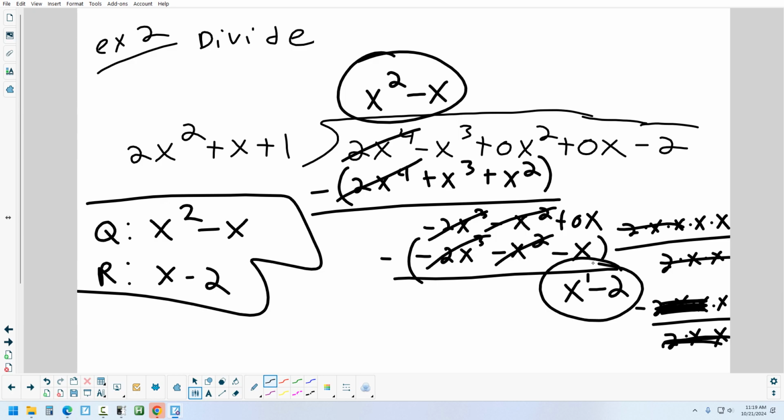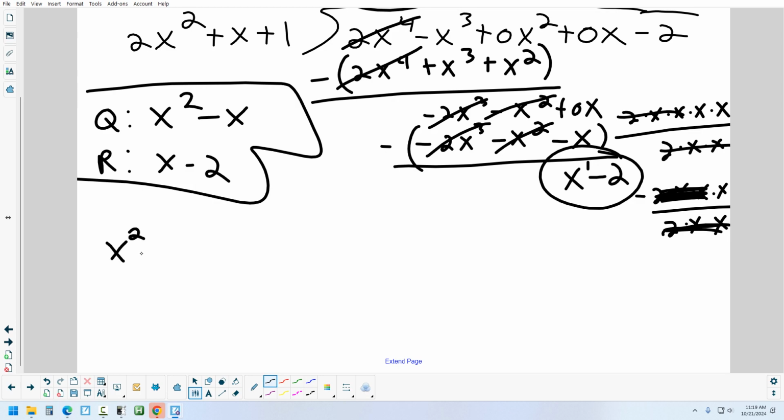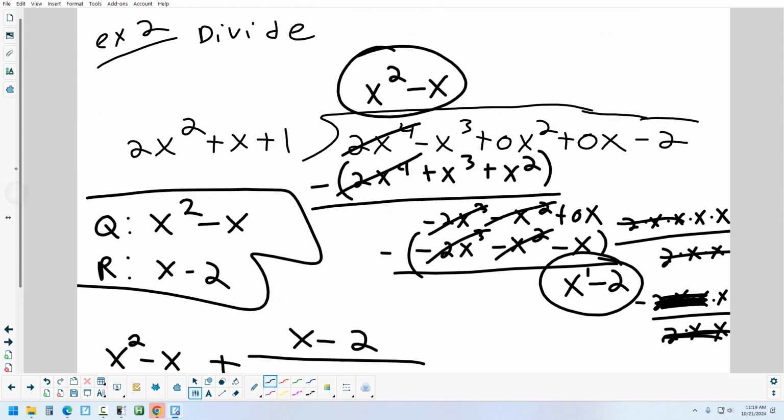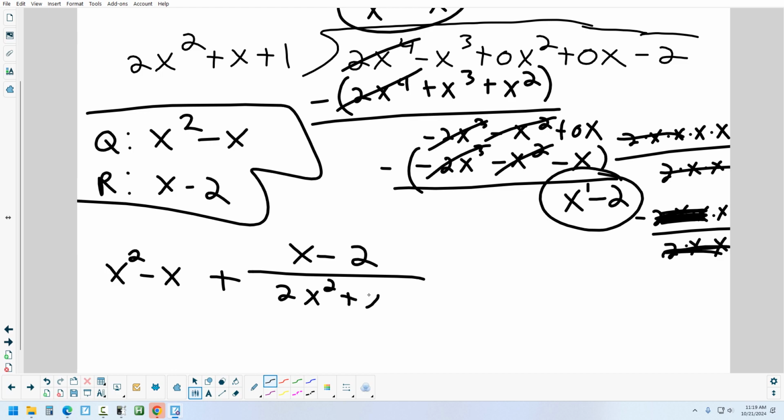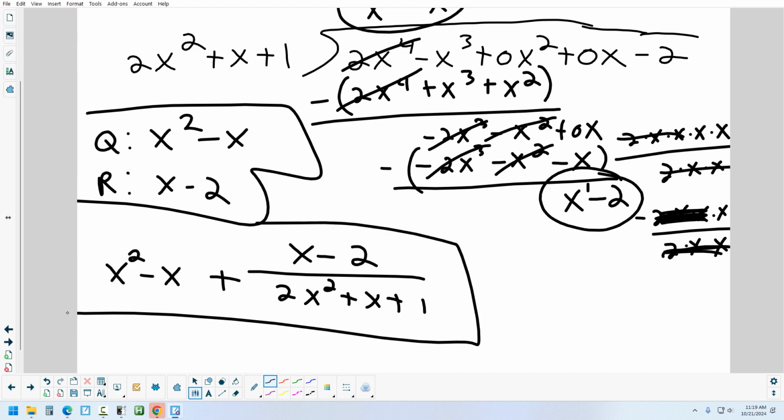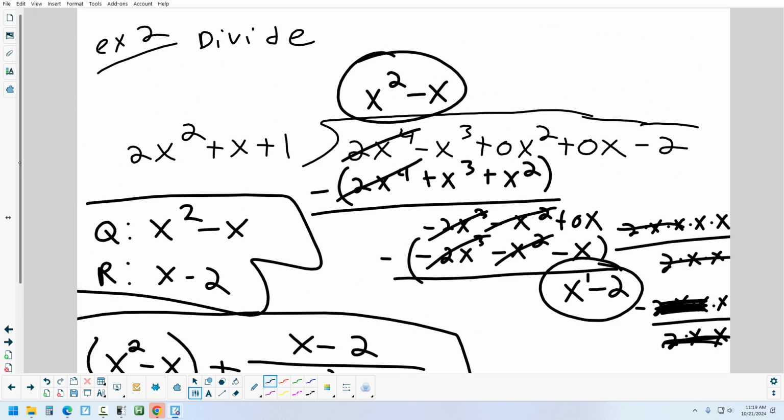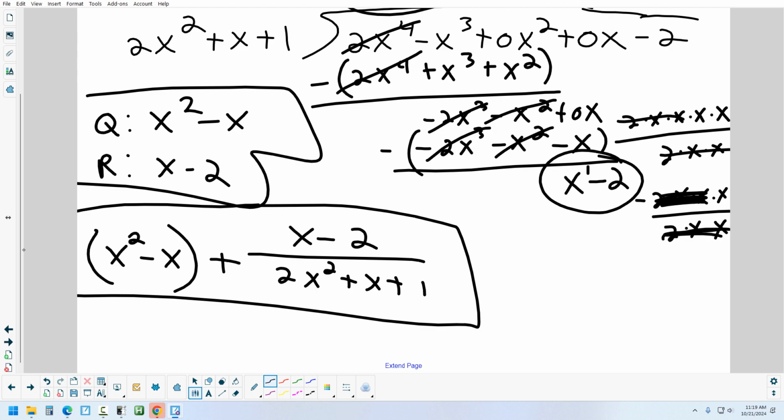Can you write it the other way? Yep, the other way. So quotient plus remainder over divisor, 2x squared plus x plus 1. That's the other way. Quotient plus remainder over divisor. And now if you graph what's in that bottom box in y1, graph the original problem in y2, they should look the same. I'm not going to graph on this time. Okay, any question on that one?